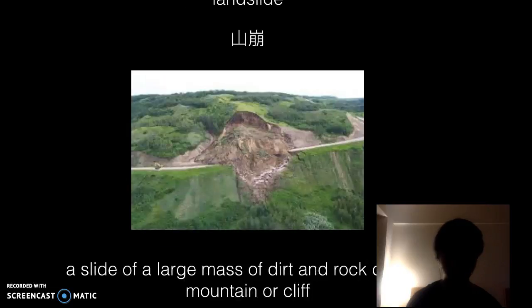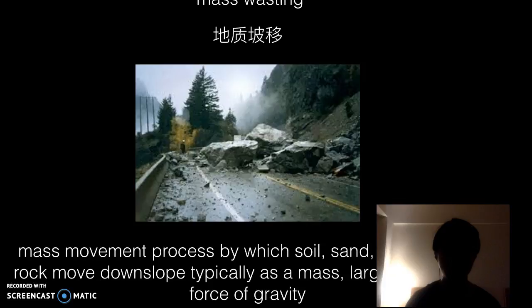And landslide is 山崩, that is a slide of a large mass of dirt or rocks down from the mountains or cliffs. And mass wasting means 地质坡移, that is a mass movement process by which soil, sand, regolith, and rocks move downslope, typically largely under the force of gravity.